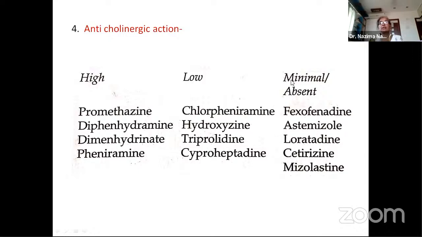the drugs with minimal or absent anticholinergic actions. These are generally the second generation ones, the newer drugs with absent anticholinergic action. Drugs like fexofenadine, astemizole, loratadine, cetirizine, mizolastine. So this is the classification based on the anticholinergic action of the antihistaminic drugs.